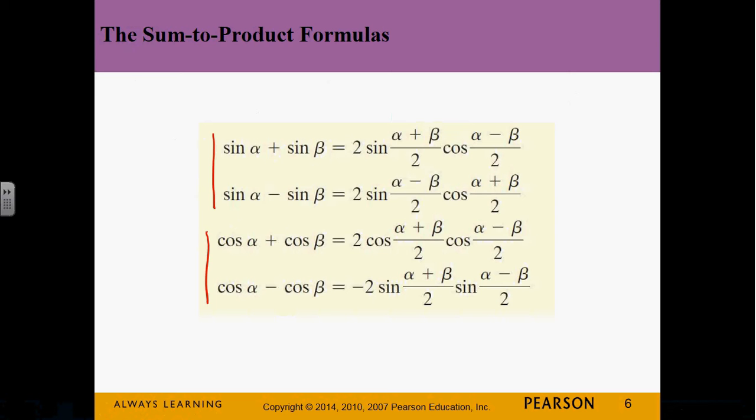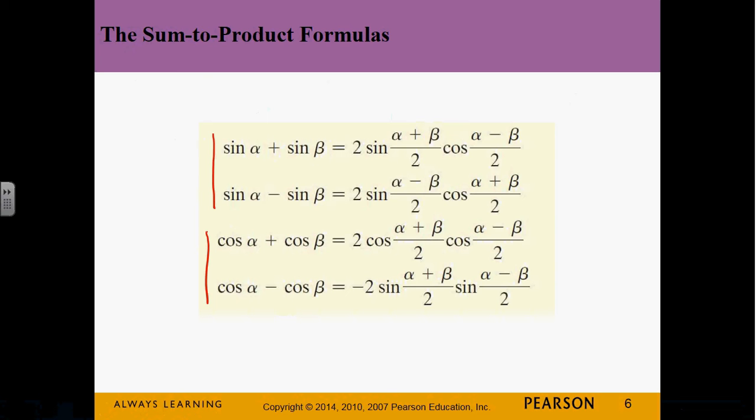So we're looking at sine alpha plus sine beta gives us 2 times sine alpha plus beta over 2, cosine alpha minus beta over 2. Sine alpha minus sine beta gives us 2 times sine alpha minus beta over 2, cosine alpha plus beta over 2. So notice that it's the same thing, only the alpha plus beta and the alpha minus beta have been swapped. Now cosine, notice we go from having opposite sine and cosine to having the same, cosine and cosine. So if we're adding cosines, then it's 2 cosine alpha plus beta over 2, cosine alpha minus beta over 2. If we're subtracting them, we've got a negative sign, and then we use sine instead of cosine.